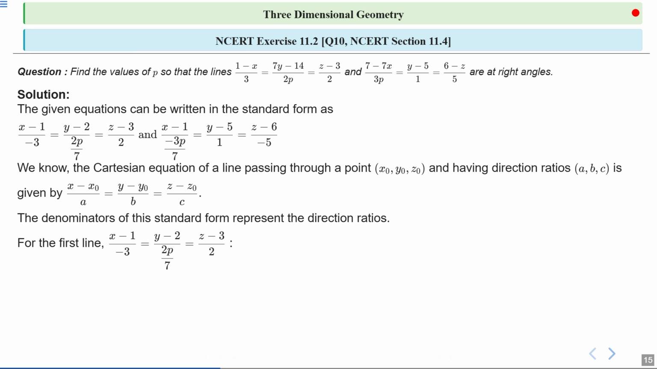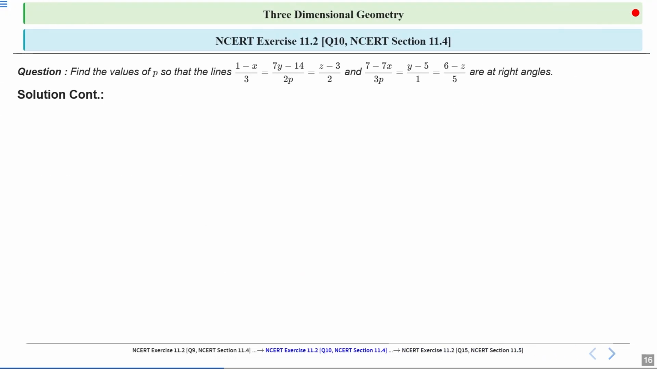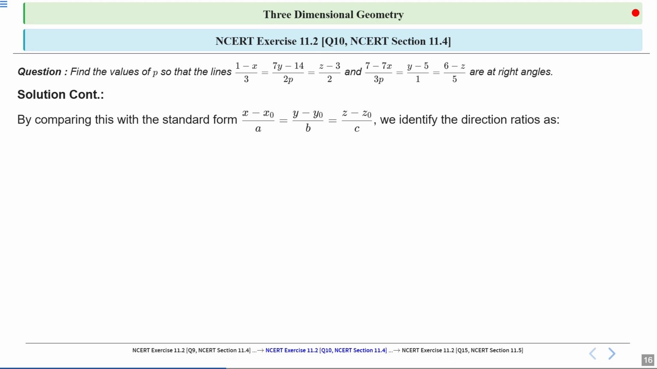So for the first line, it will be (x minus 1) upon minus 3 is equal to (y minus 2) upon 2p upon 7 is equal to (z minus 3) upon 2. By comparing this with the standard form (x minus x naught) upon a is equal to (y minus y naught) upon b is equal to (z minus z naught) upon c, we identify the direction ratios as a1 is equal to minus 3, b1 is equal to 2p by 7 and c1 is equal to 2, right?